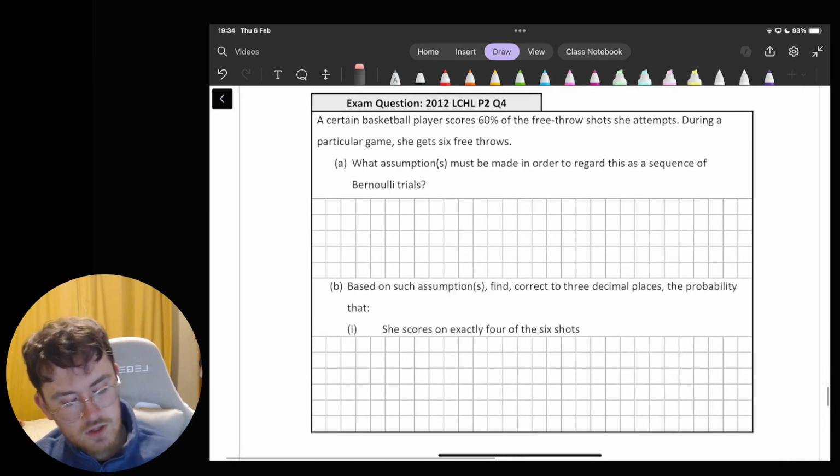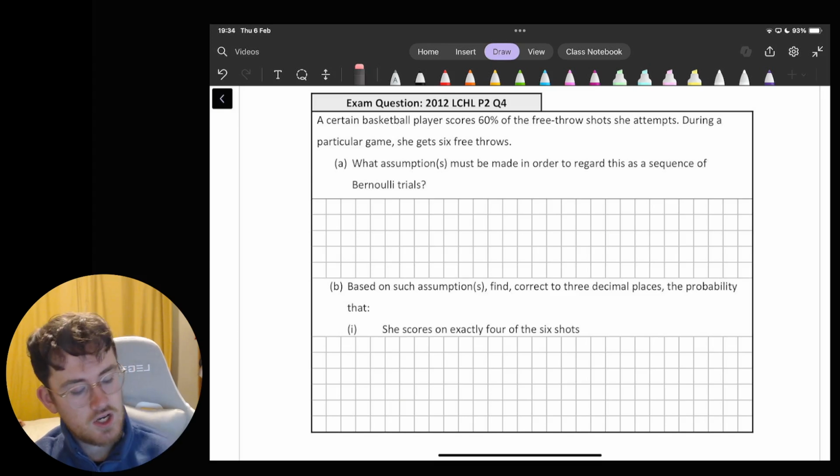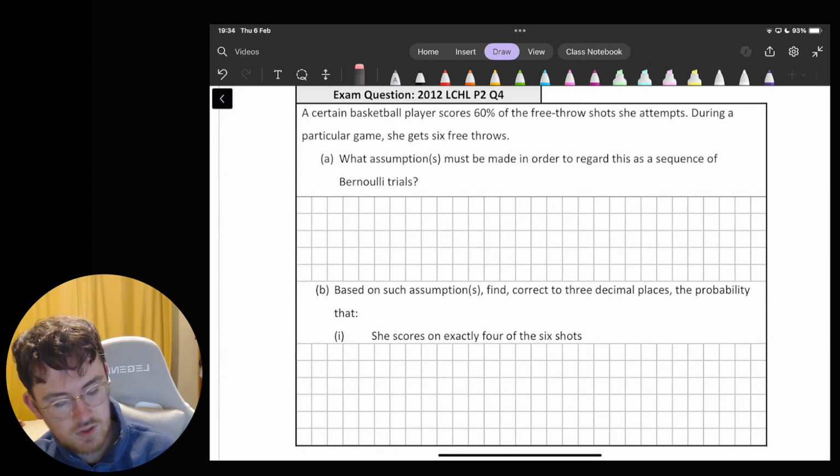So the first one, a certain basketball player scores 60% of the free throw shots she attempts. During a particular game, she gets 6 free throws. What assumptions must be made in order to regard this as a sequence of Bernoulli trials? Okay, so we mentioned a lot of these earlier, so we'll quickly fly through a few that we could mention here. One assumption that would have to be the case is that the probability does not change.